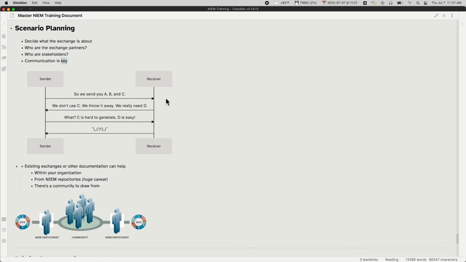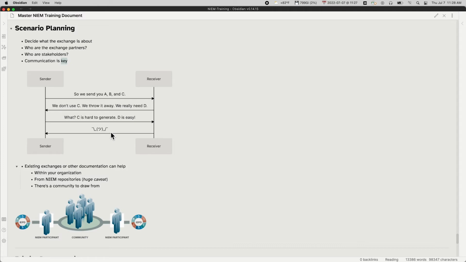And we started talking about this exchange they wanted to do. And the folks who were sending the information said, so right now we send you A, B, and C. Now I don't remember what A, B, and C were, but they were 3 pieces of information. And the other side of the room said, well, we don't use C, we throw it away. We don't have a use for it, we really need D. And the people who were sending it just went, what? C is really hard to generate, D is easy, we could have given you D all along. And the people receiving it just kind of shrugged like, well, we don't need C. We don't know why you were giving it to us.